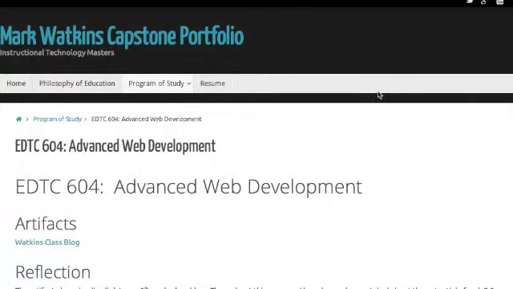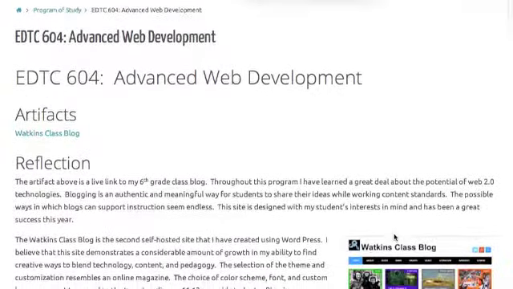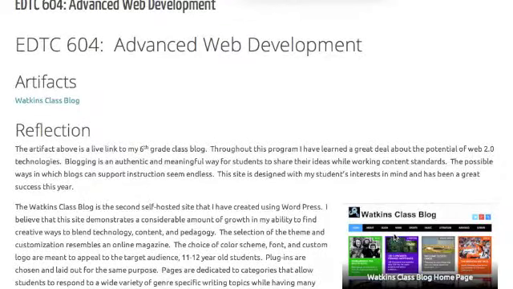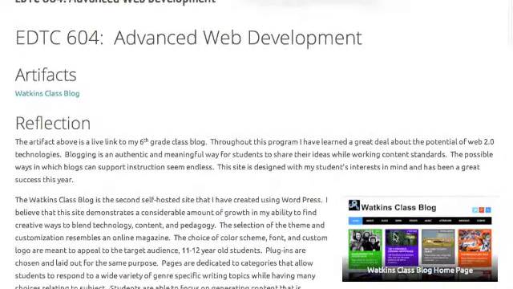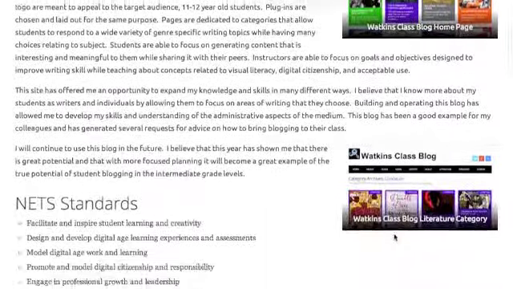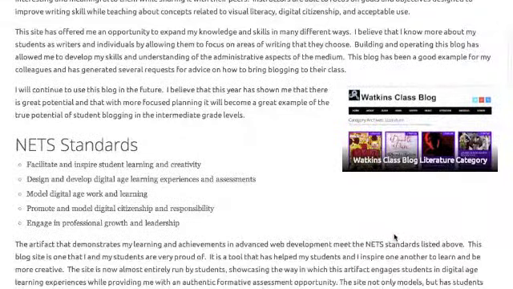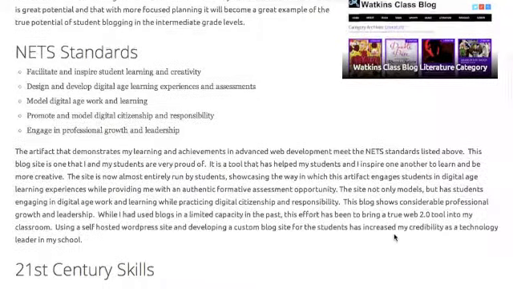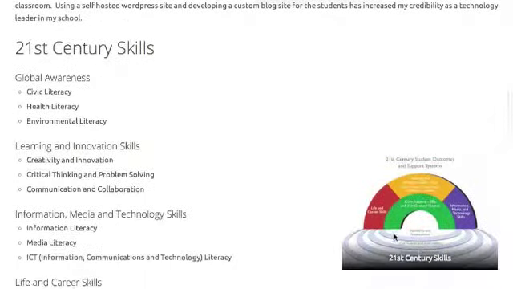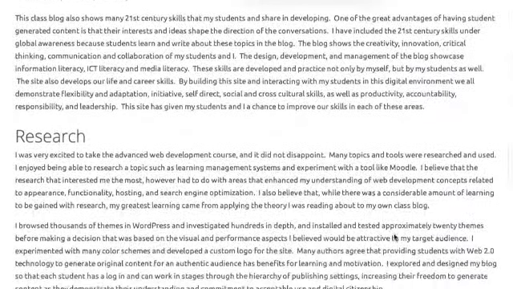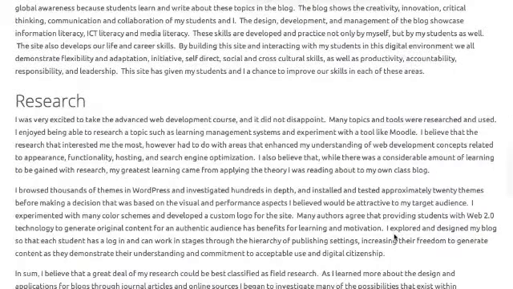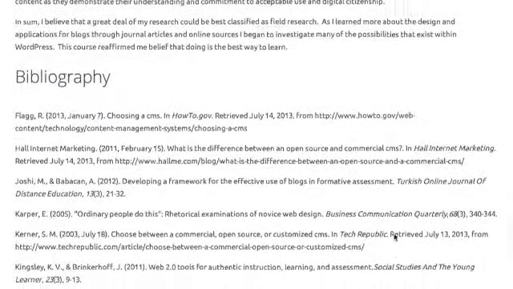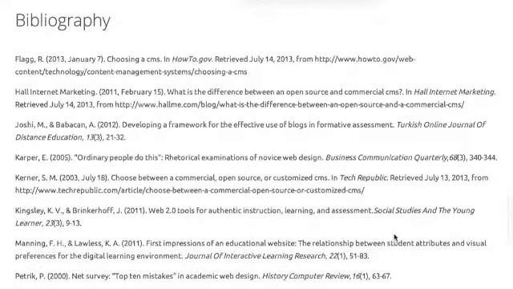For a bit more reflection in written form and a few more thoughts about this course and this project, please see my content page, EDTC 604, Advanced Web Development, under the Program of Studies tab. Included also, of course, are standards that I believe are in evidence, both the ISTE standards and 21st century skills. There's a bit of reflection on research as well. This has to do with all aspects of web development, and the included bibliography features all of the sources that were used throughout the course for both research and projects.